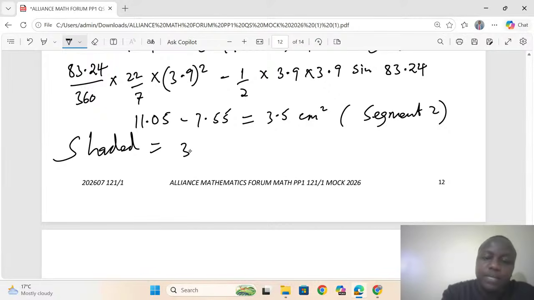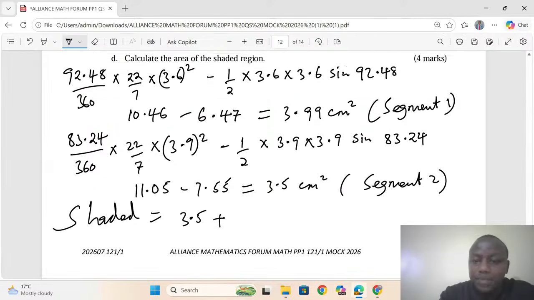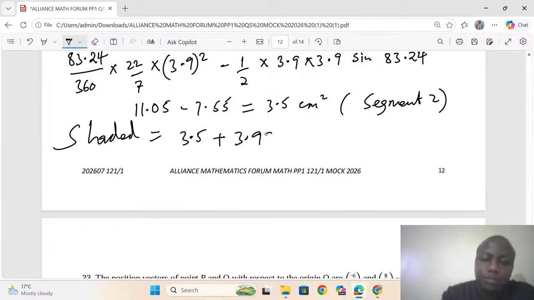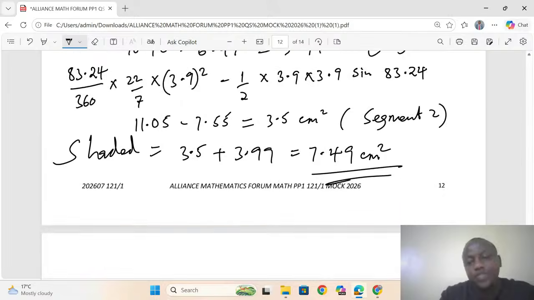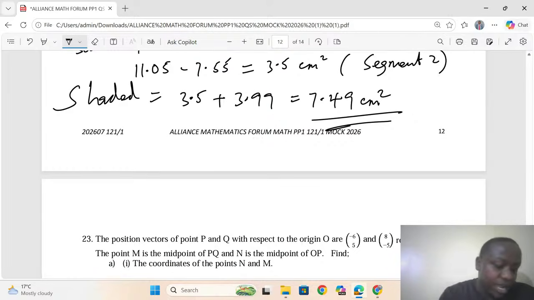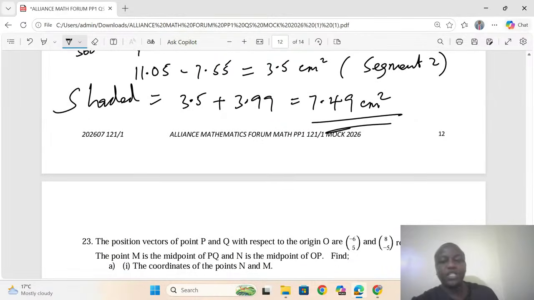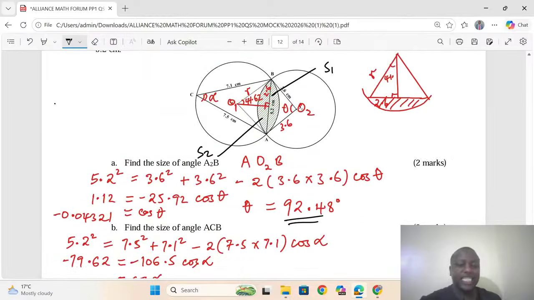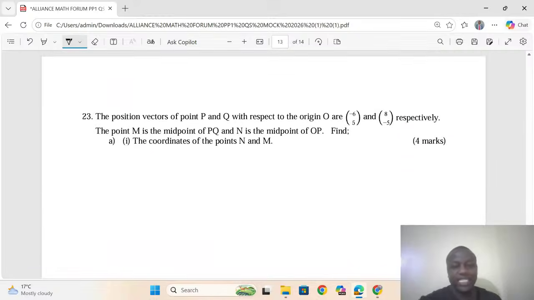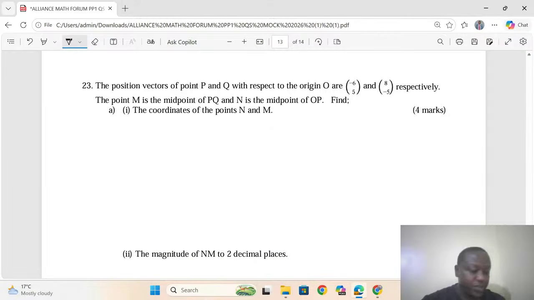Total shaded is now the two segments, 3.5 plus 3.99. This is 7.49 square centimeters. So that is now the area between two intersecting circles.